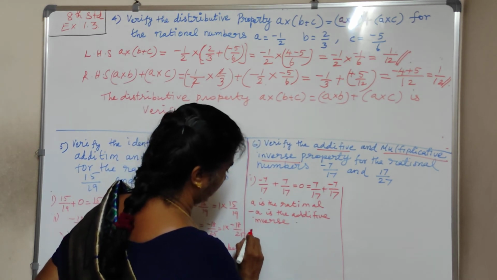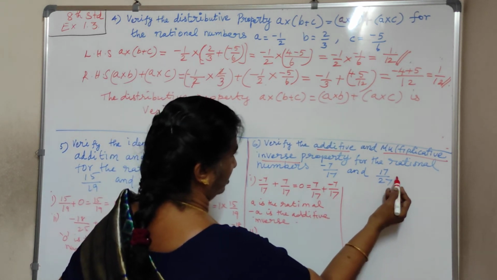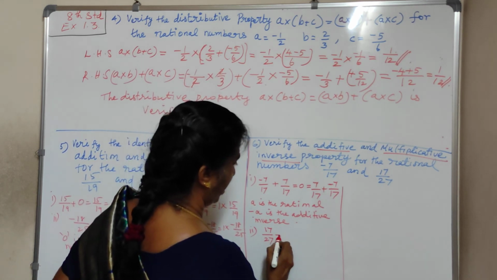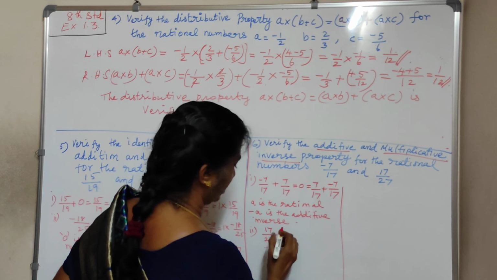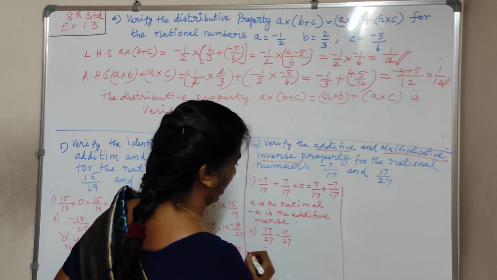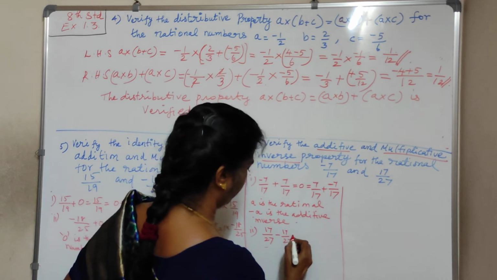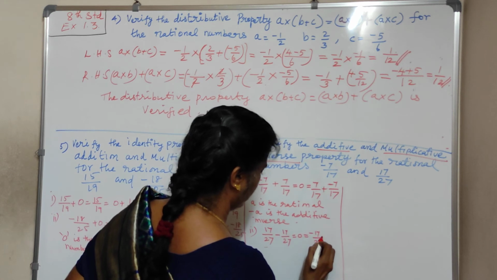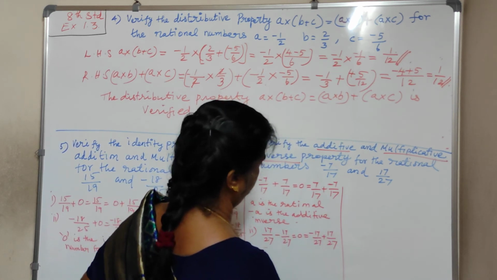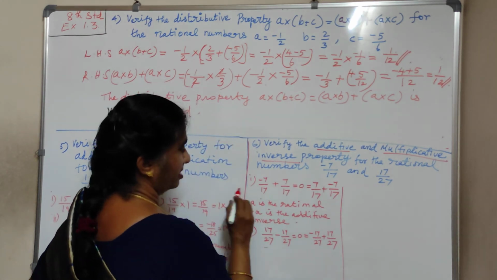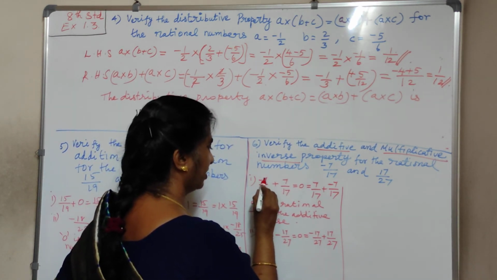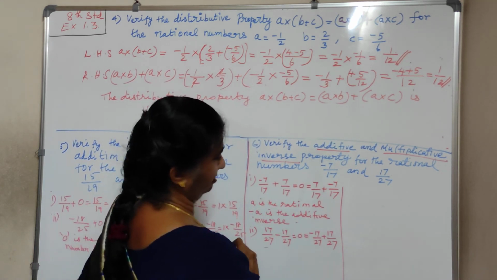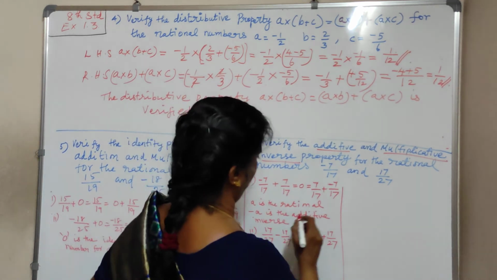So for the second one, 17 by 27, this is A, then minus 17 by 27 is the additive inverse for this one. So we get 0 equal to minus 17 by 27 plus 17 by 27. For this one, A is already given minus 7. So for this additive inverse is plus 7 by 17. So it gives you 0.